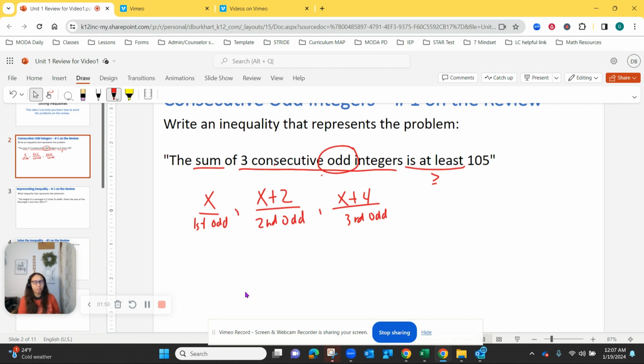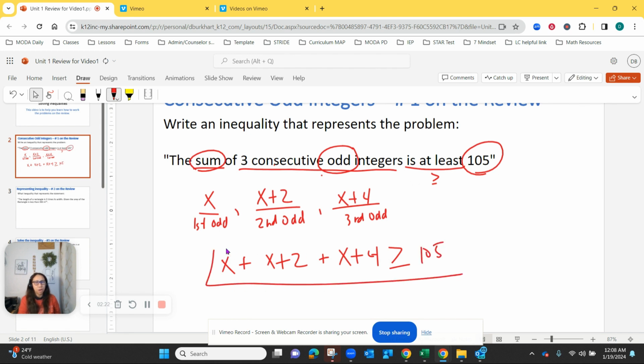Now that we have that information, the sum means you're adding. So we're going to take x, which is the first odd, plus the second odd, which is x plus 2, plus the third odd, which is x plus 4. The result is at least, meaning greater than or equal to 105. So that's our inequality for the first one.